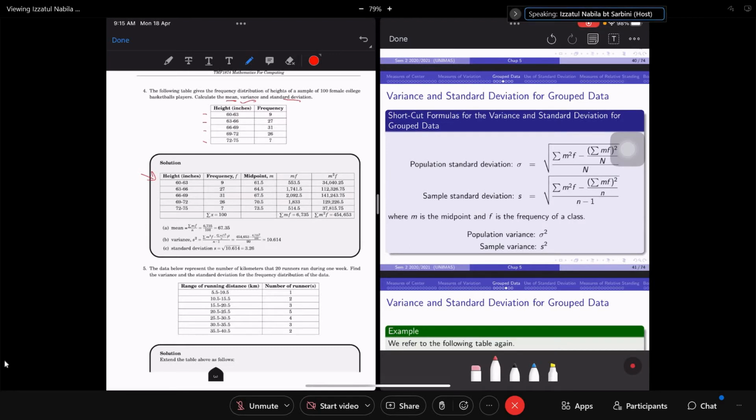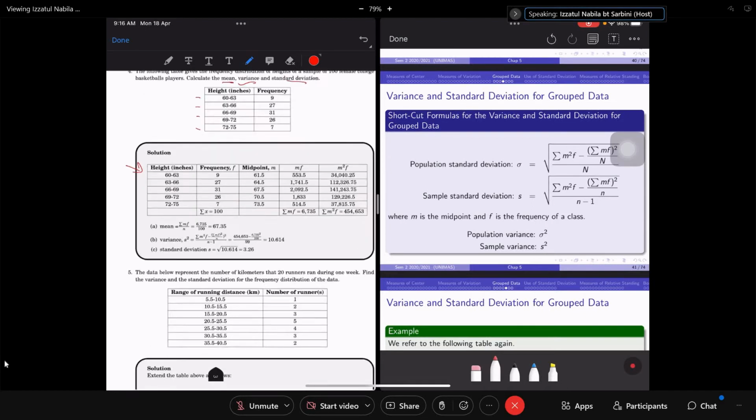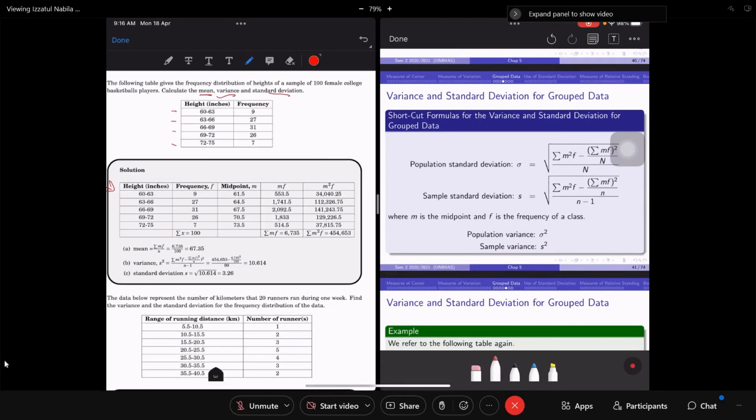table like this. Okay. Why? Because it will be easier for you to substitute into the formula later on. So always start with a table like this. Right? So this column is given to you in the questions. The height is the group and the frequency, this one is given to you. So what you need to add on in the table is the midpoint, because later on you need this.